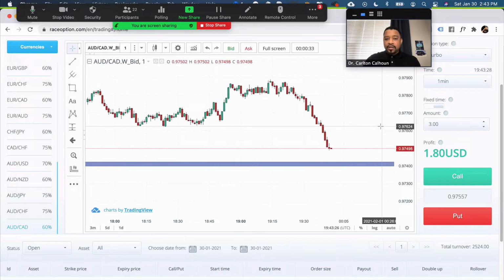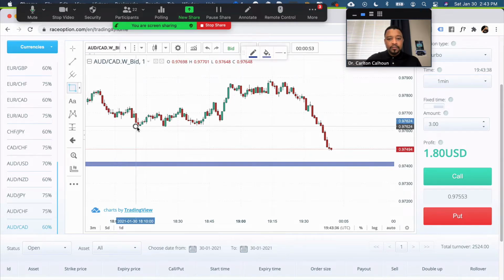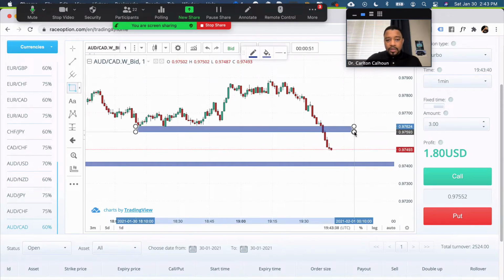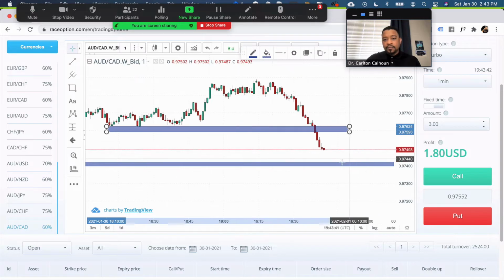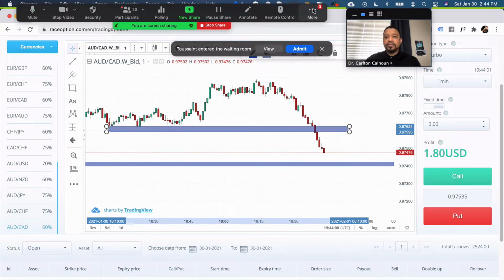So I would wait for a pullback. It could pull back all the way to this area, which was the previous level of support. All the way in here. And I just wait. It's not pulling back. So this is one of those times I see what the next candle does. That determines how I trade. And just sit and be patient.